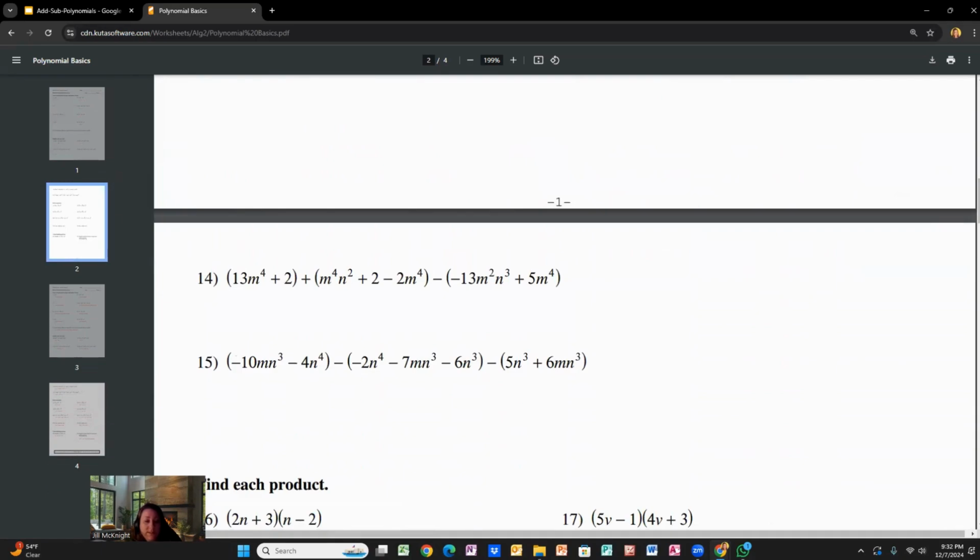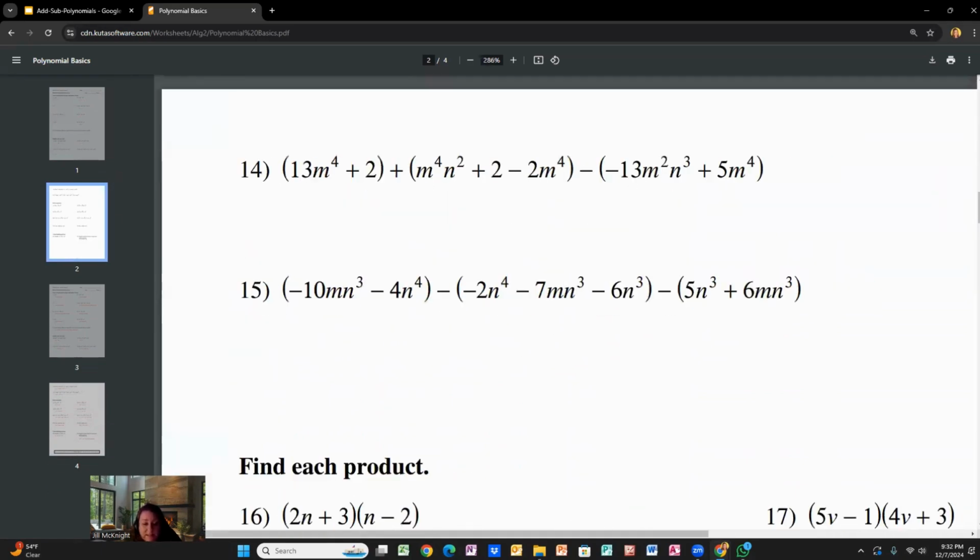Whoa, this is a lot. Let's do number 14. And we're adding the first two, and the last one is subtracting. So I'm going to change that to a plus and change the signs inside. So that's going to become a positive. This one's going to become a minus. And then we can just combine like terms.